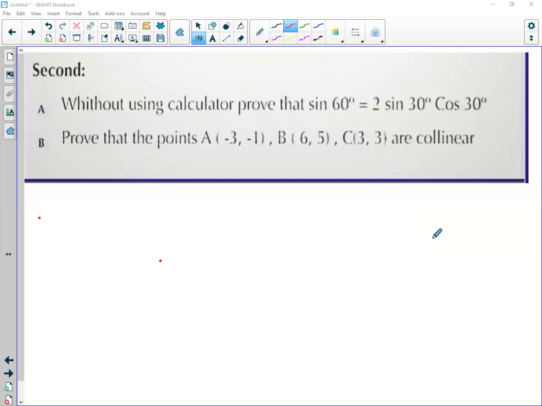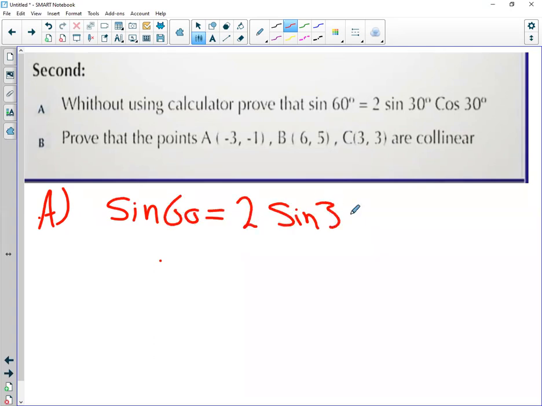Example number 2. Example number 2, letter A: without using a calculator, prove that sine 60 equals 2 sine 30 cosine 30. Letter A: the left hand side is sine 60 and the right hand side is 2 sine 30 cosine 30. Sine 60 equals what? By using the calculator, √3/2.